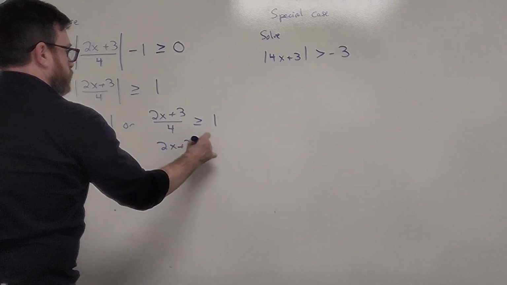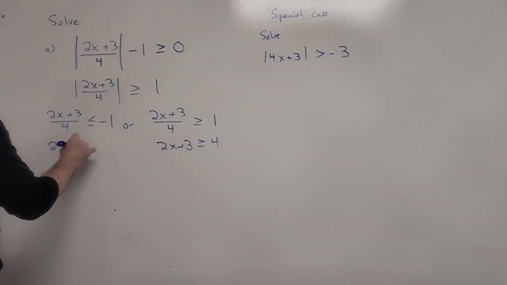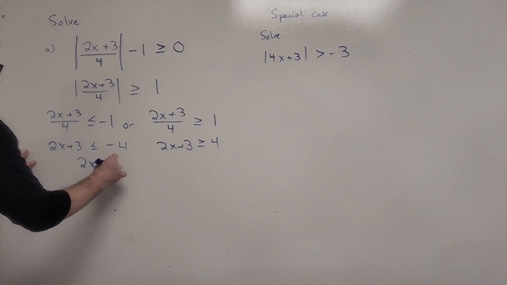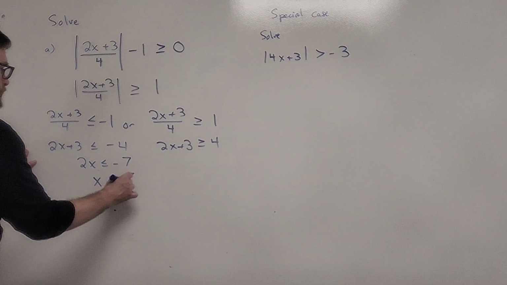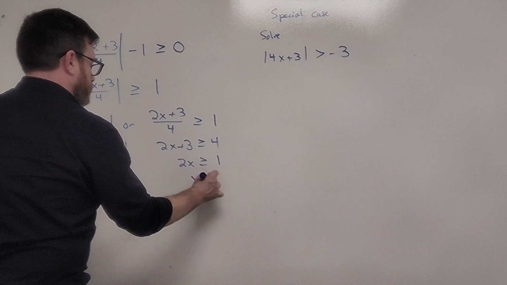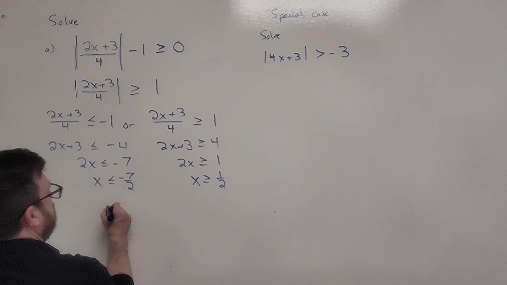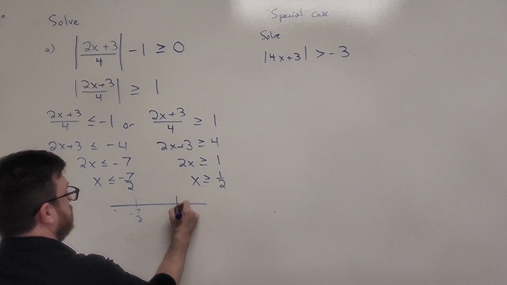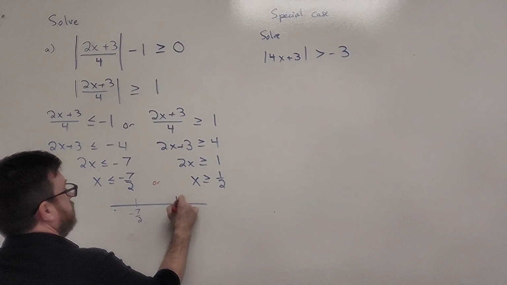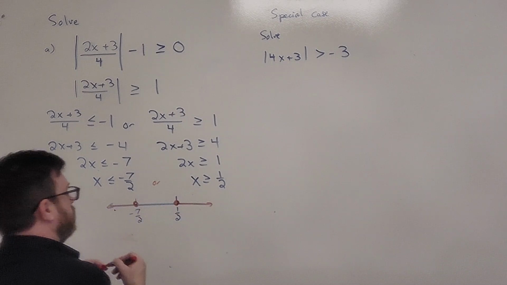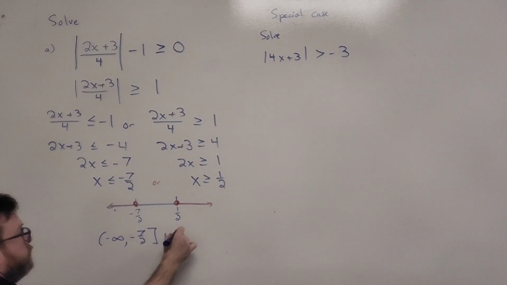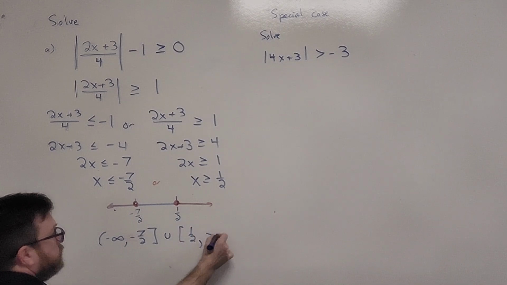So 2x plus 3 is greater or equal to 4, and then 2x plus 3 is less than or equal to negative 4. And then, subtracting 3, 2x is less than or equal to negative 7. So x is going to be less than or equal to negative 7 halves. And subtracting 3, 2x is going to be greater than or equal to 1. So x is going to be greater or equal to 1/2. So when we're looking at our solution points, we have negative 7 halves and positive 1/2. We know this is an or statement. It's going to be closed this direction, closed this direction. So we get a solution set that is going to be minus infinity to minus 7 halves closed, union, 1 half to infinity.